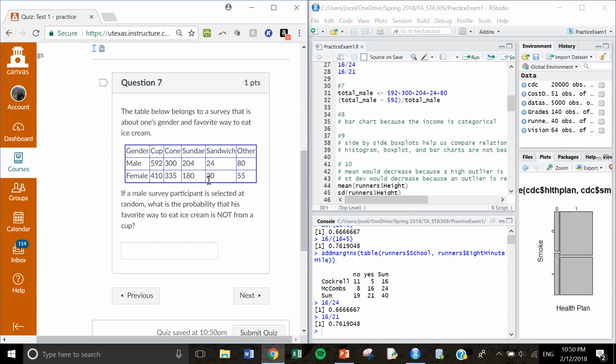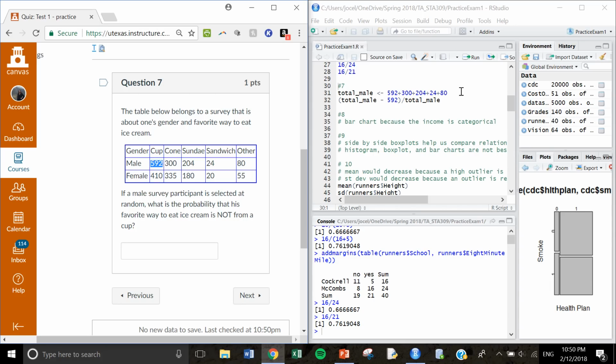Question 7. The table below belongs to a survey that is about one's gender and favorite way to eat ice cream. If a male survey participant is selected at random, what is the probability that his favorite way to eat ice cream is not from a cup? So what we need to do for this question is to see the percentage of males that are anything other than eating ice cream from a cup.